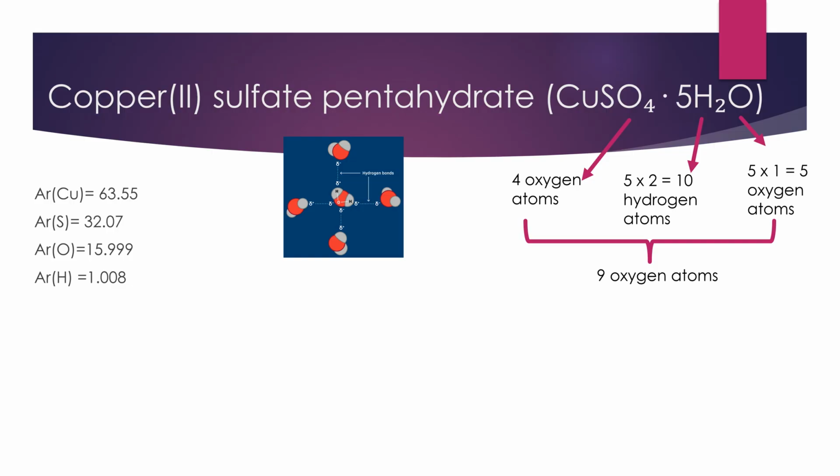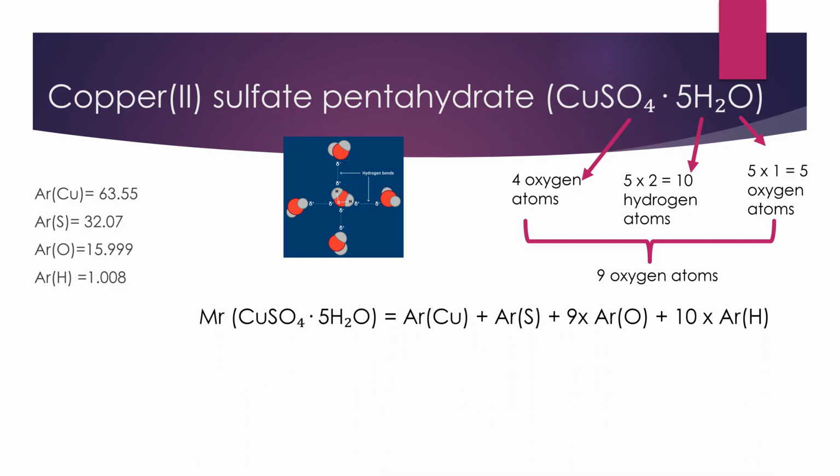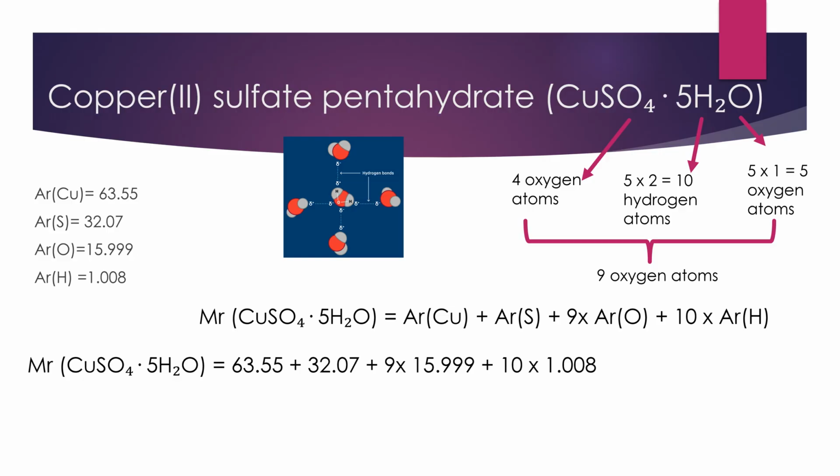So the symbol for relative molecular mass, Mr. We put in the bracket the formula of the molecule. Then we said we had 1 copper, so Ar Cu, 1 sulfur, 9 oxygens, and 10 hydrogens. The next step, instead of Ar, you're putting actually the numbers. So for copper, 1, sulfur 1, so these are relative atomic masses. Oxygen we need to times with 9 and hydrogen with 10.